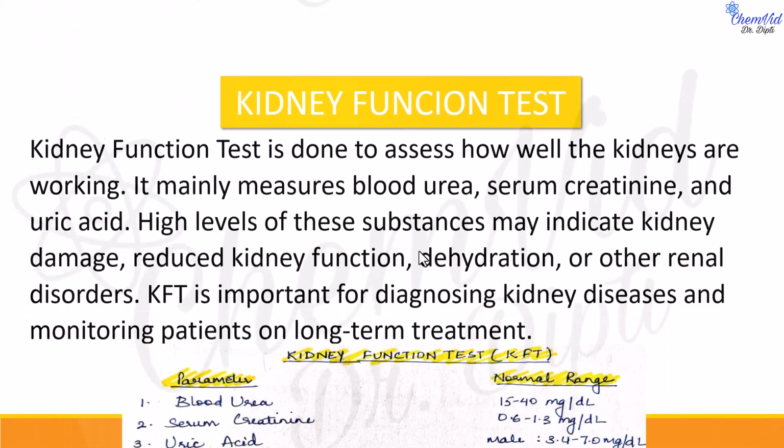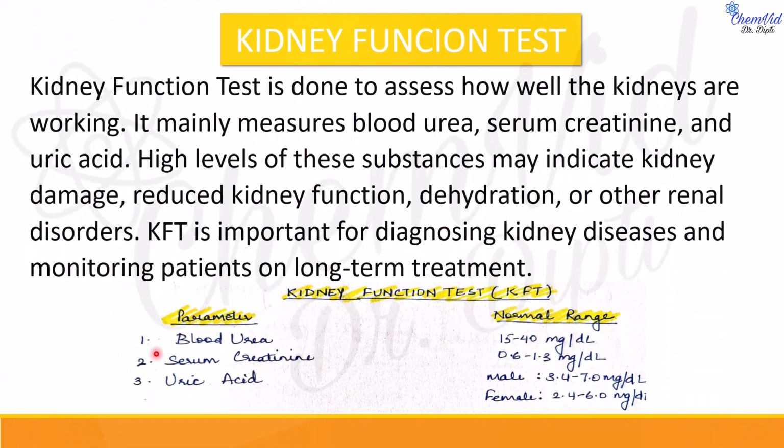Then coming on to the KFT, in the KFT also you can make a small chart of all these parameters and their normal ranges. And KFT is basically to measure blood urea, serum creatinine and uric acid. If high levels of these substances are present, then they may indicate kidney damage or reduced kidney function. Dehydration and other renal disorders may also be there.